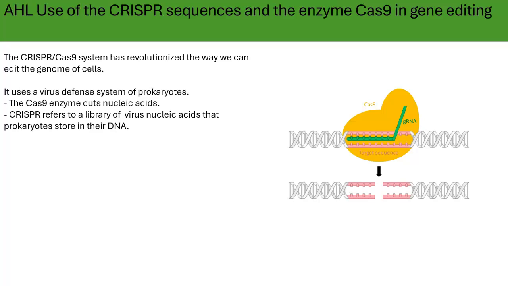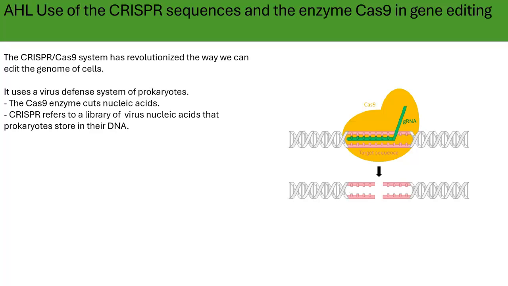But basically, this CRISPR-Cas9 system has two parts. The Cas9 enzyme is a nuclease. It cuts nucleic acids. And we found this system in prokaryotes, I forgot to say. And the CRISPR part, let's see if I can remember this, is clustered regions of interspersed... no. Palindromic repeats is the last part, at least. Interspersed, I think, is the middle part. But anyways, this is basically a library of virus nucleic acids that prokaryotes store in their own DNA.